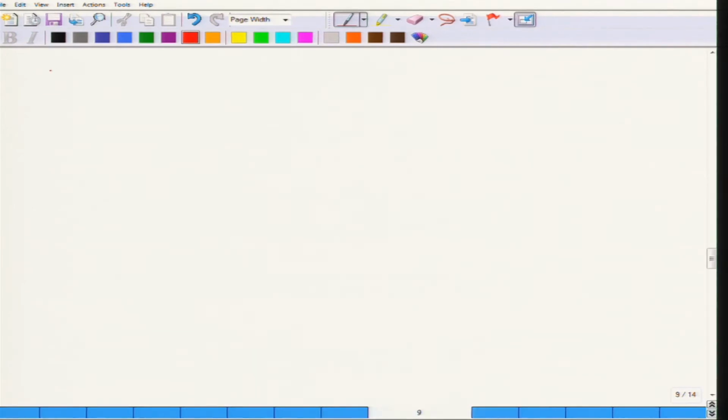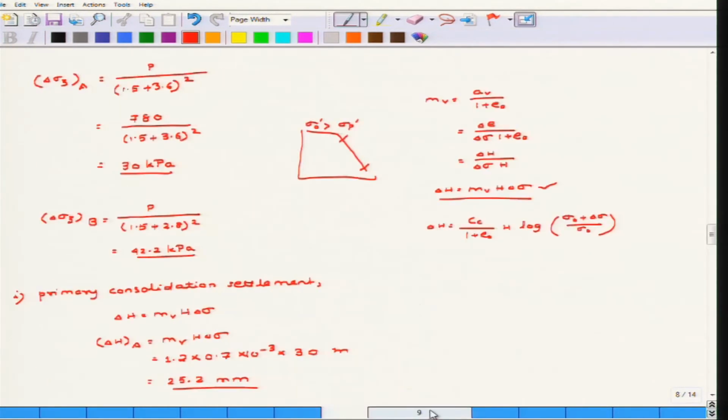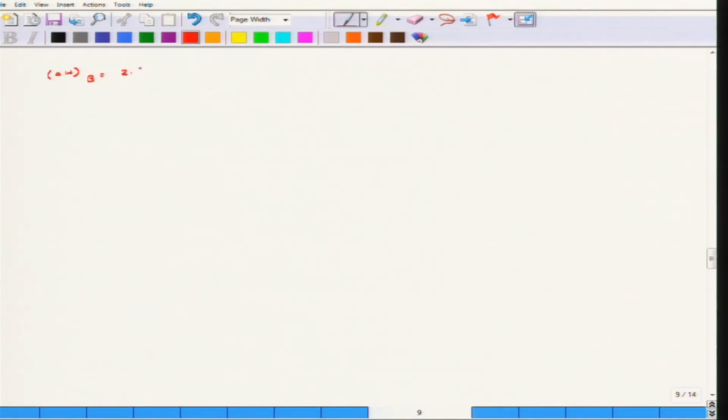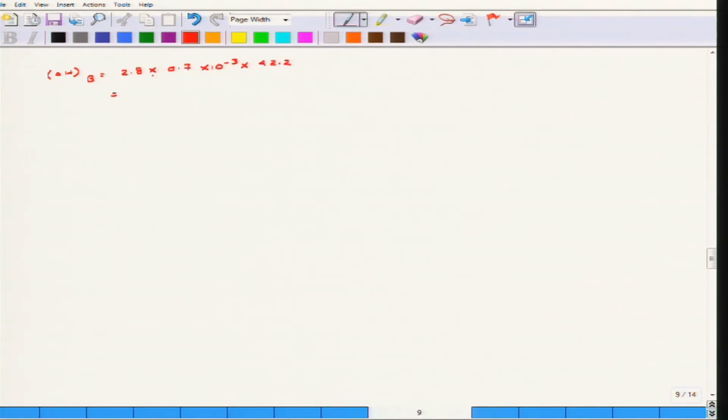Similarly, you can find out, using the coefficient of volume compressibility, the settlement under the footing B. In this case, the clay layer is of thickness 2.8 meter. So, 2.8 into 0.7 into 10 to the power minus 3 into 42.2, because that is the extra stress that comes due to the load on the footing B. So, in this case it comes out to be 82.7 millimeter.